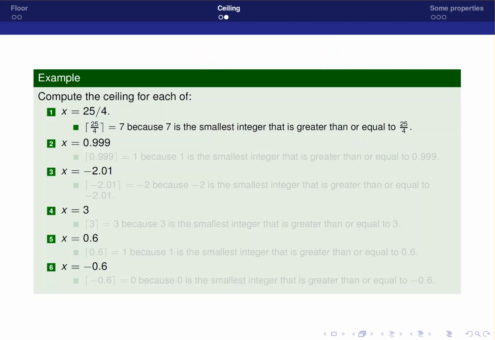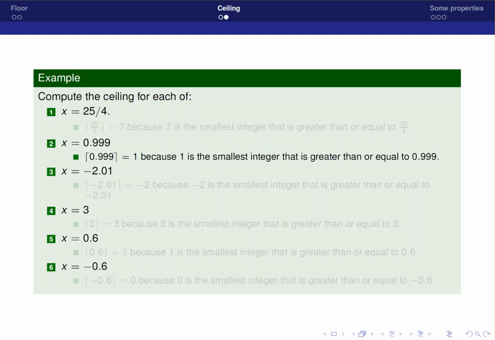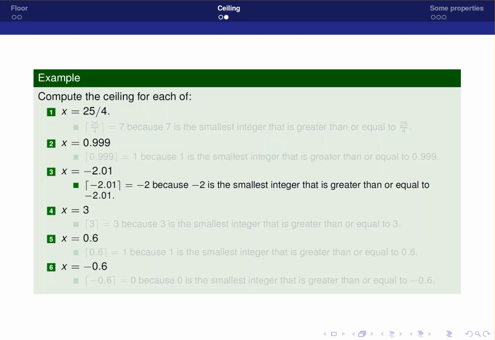If we continue, the ceiling of 0.999 is going to be 1, because 1 is the smallest integer that is greater than or equal to 0.999. In the same way, when we get to negative 2.01, we have to be a little bit more careful because now the number is negative.